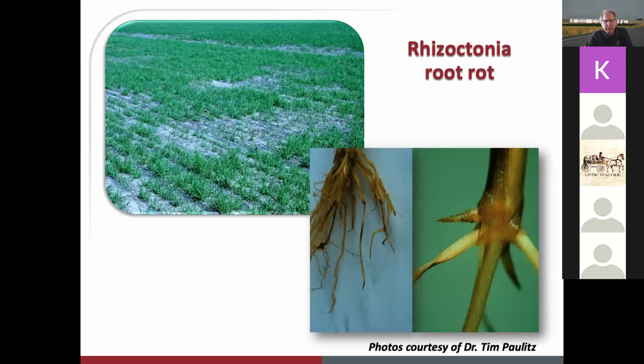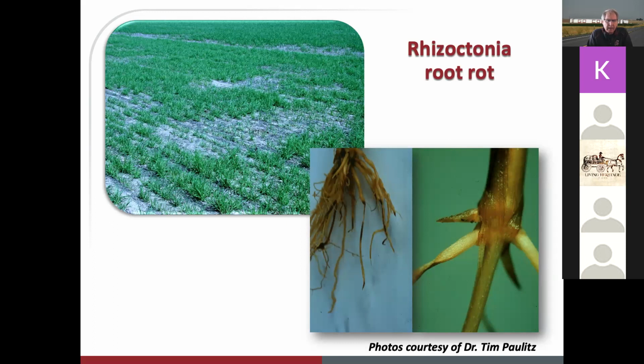Okay. Rhizoctonia root rot is another soil-borne disease. This is sometimes called bare patch disease. That's what they called it in Australia. The thing is, in our climate, we don't always see it as patches in a field. Sometimes the entire field can be affected by Rhizoctonia, and what you tend to see is a very erratic kind of a stand, an uneven stand.